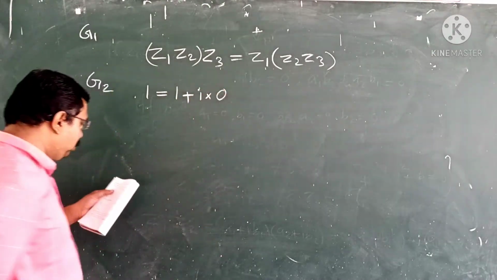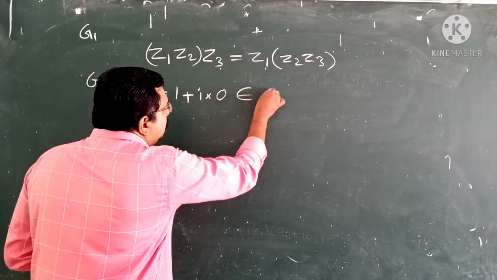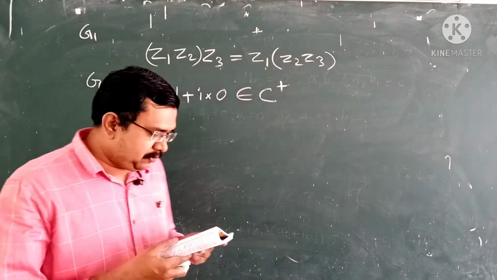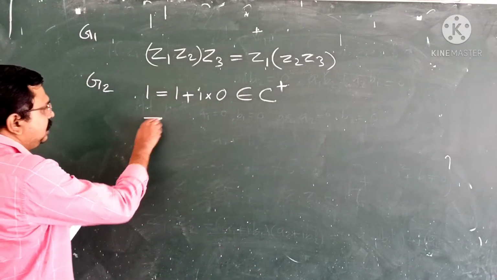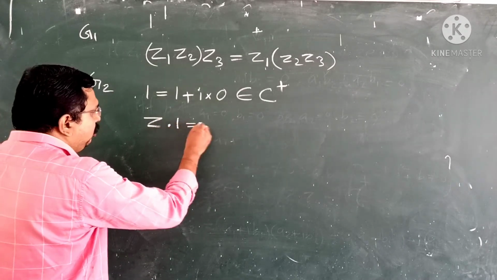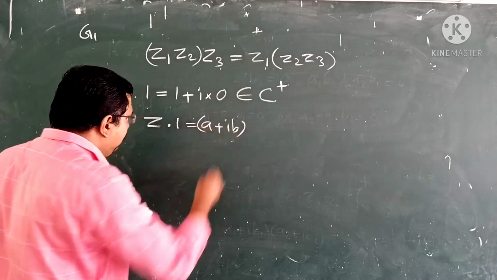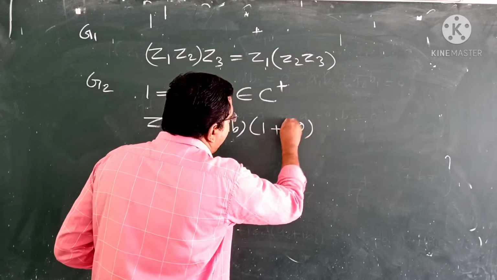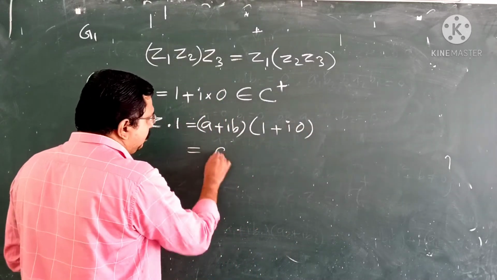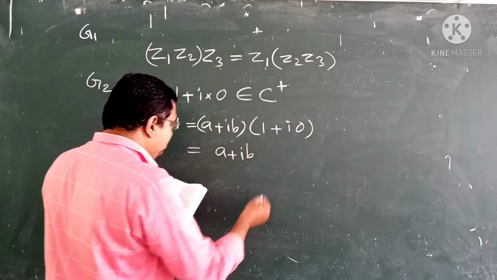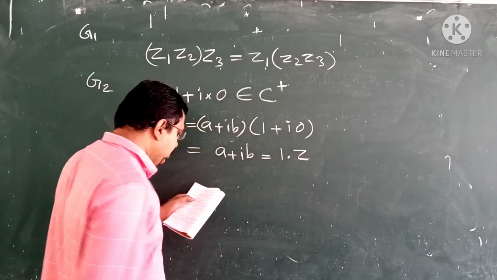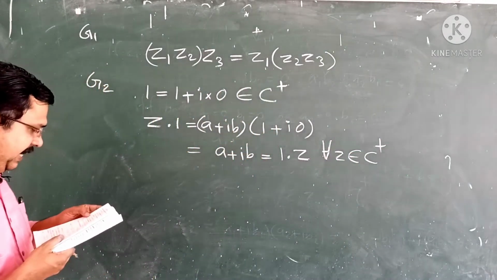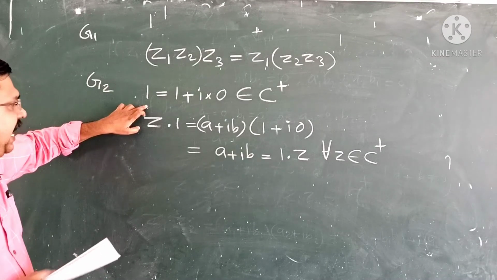And G2, the second axiom: the element 1, which can be written as 1 plus I into 0, belongs to C plus, the set of complex numbers, and is the identity element for multiplication. That is, Z into 1 is equal to A plus IB into 1 plus I0, which is equal to A plus IB, which is equal to 1 into Z, for every Z belongs to C plus.